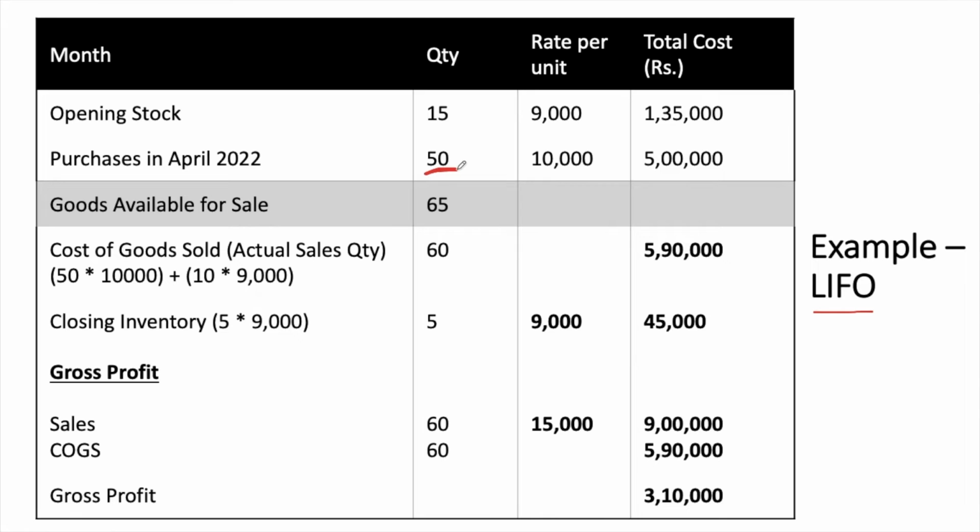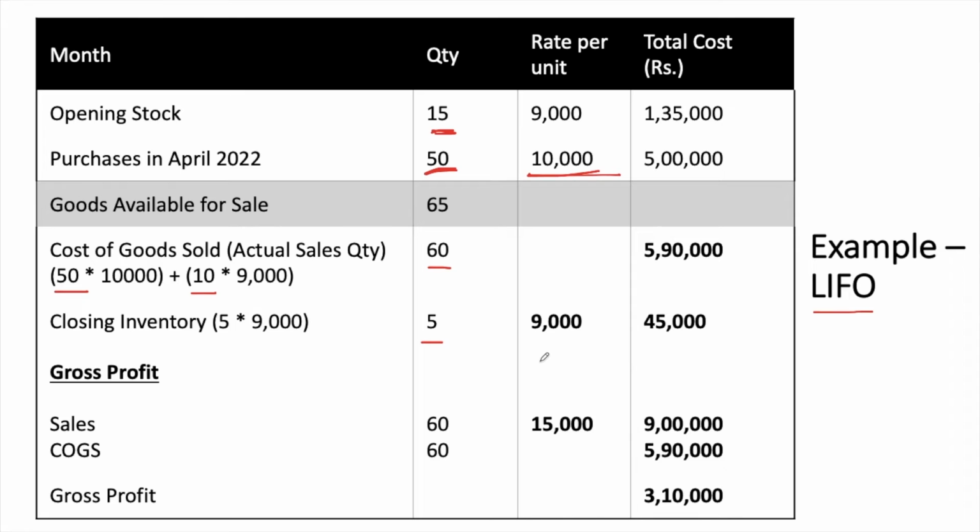first you'll use the most recent purchase. So 50 units were bought at 10,000 rupees per unit, and the remaining 10 units will be used out of the opening stock at rupees 9,000 per unit. So in this manner, the quantity of 60 will be divided into 50 from the most recent purchases and 10 from my opening stock, giving me the value or COGS of 5,90,000. My closing inventory of 5 units will be valued at the opening stock value of 9,000 rupees. So here the closing inventory value is 45,000.